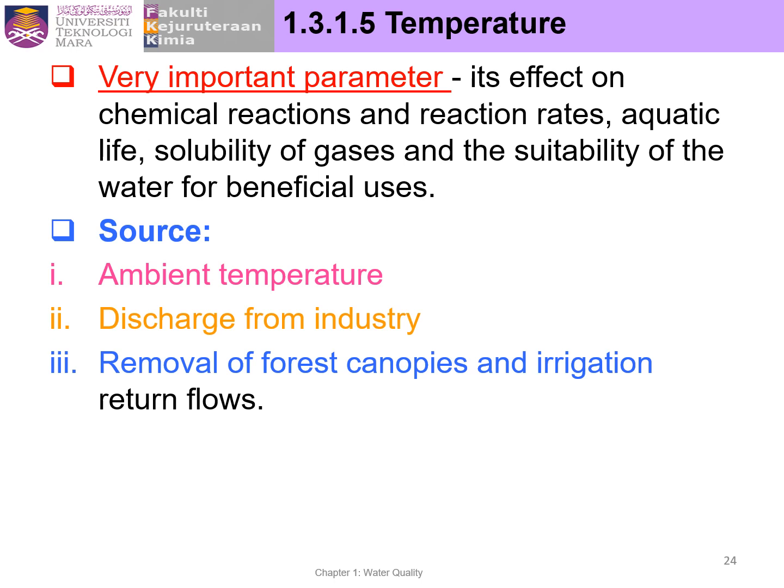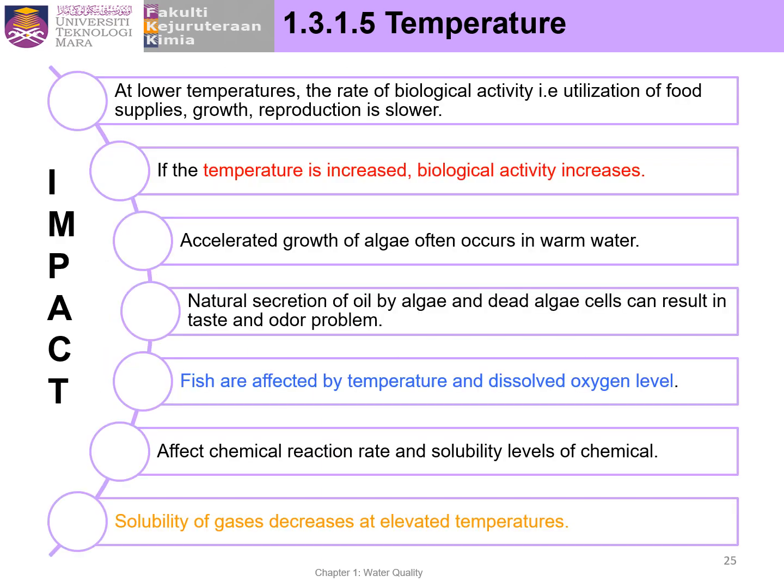It can be from the ambient temperature, discharge from industry, removal of forest canopies, and also irrigation of water. What is the impact of temperature? I just take the most important. If, for example, temperature is increased, biological activity is increased. And fish are affected by the temperature and dissolved oxygen level.